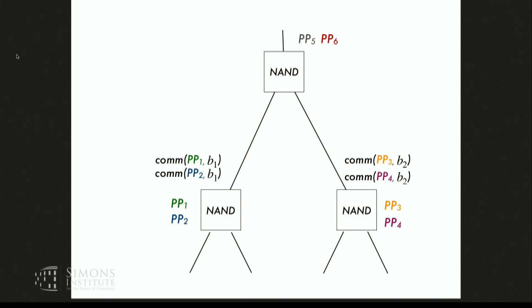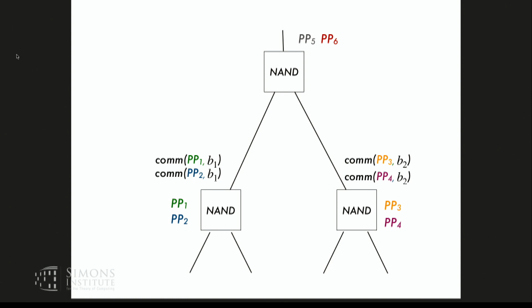So suppose, during the evaluation of the circuit, the wire value was B1, and then you're going to commit with respect to PP1 and PP2 here. And similarly here, if the output of the NAND gate was B2, you're going to make him commit to this value using both PP3 and PP4. Okay? But now how do these commitments interact with these parameters associated with this gate?